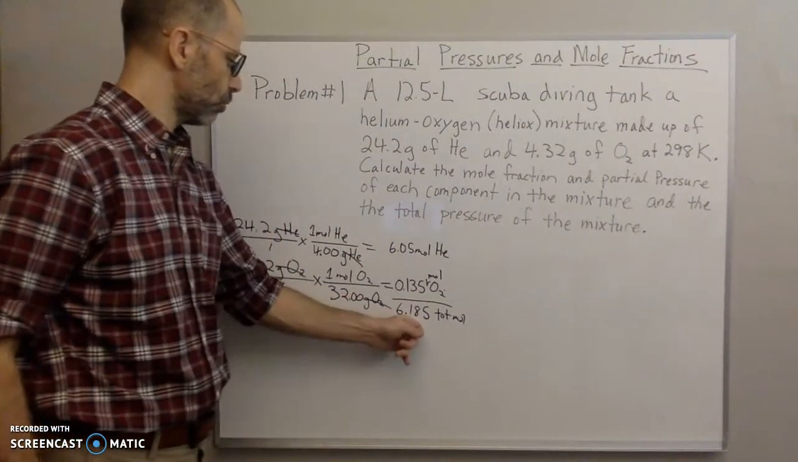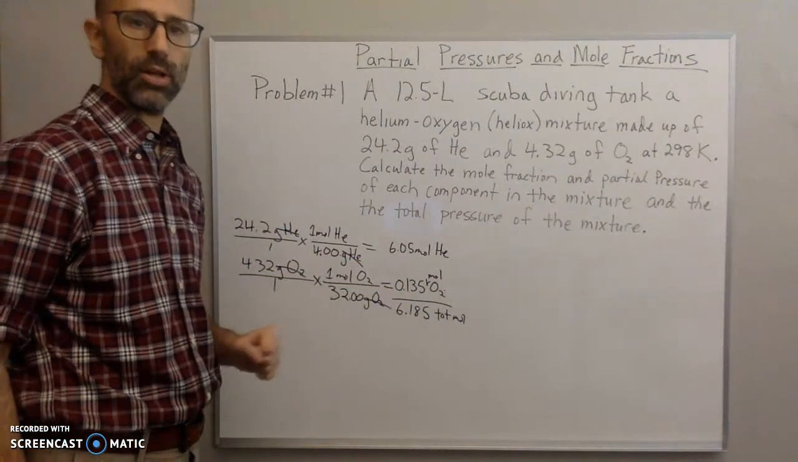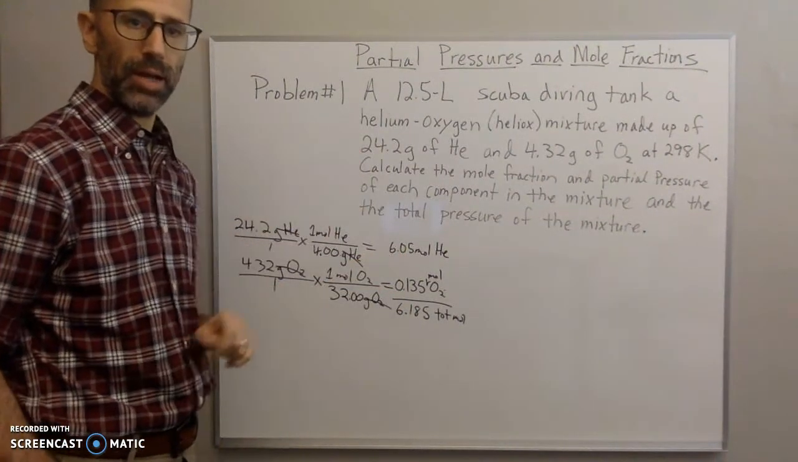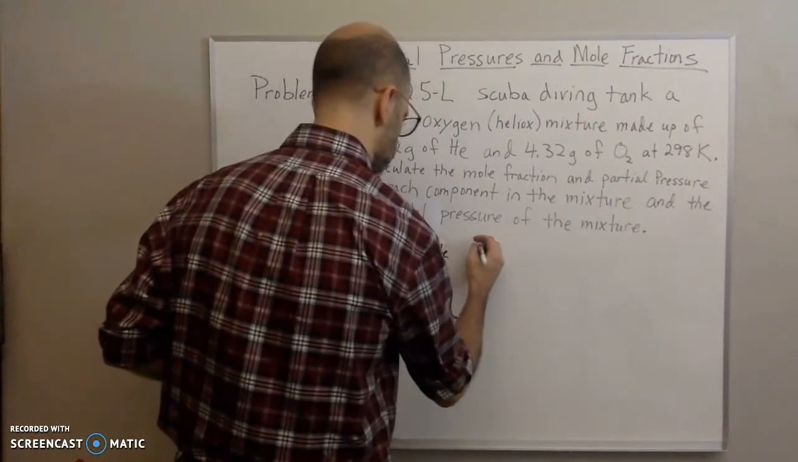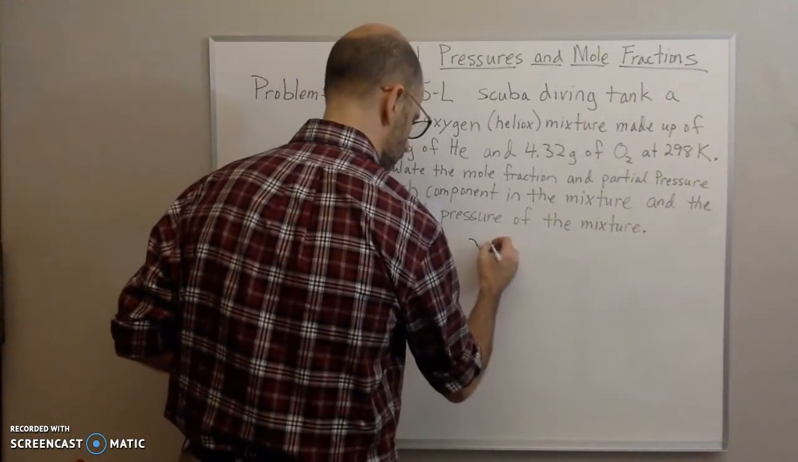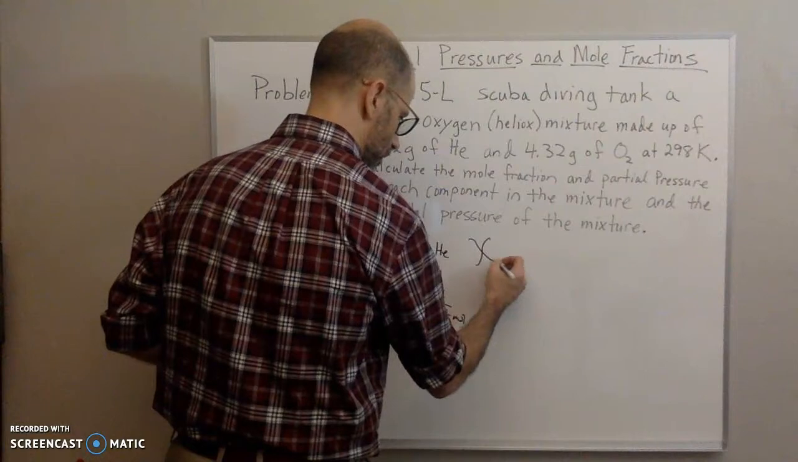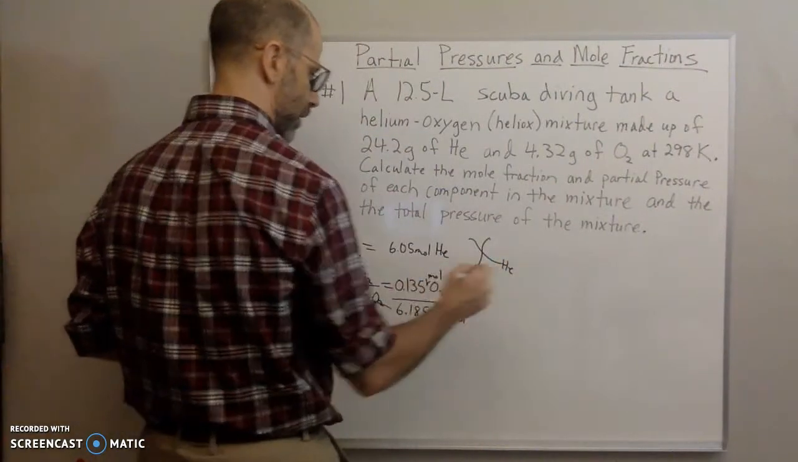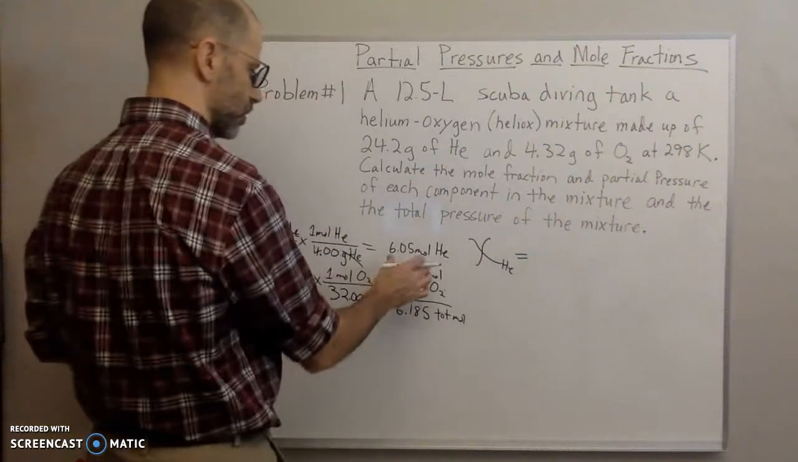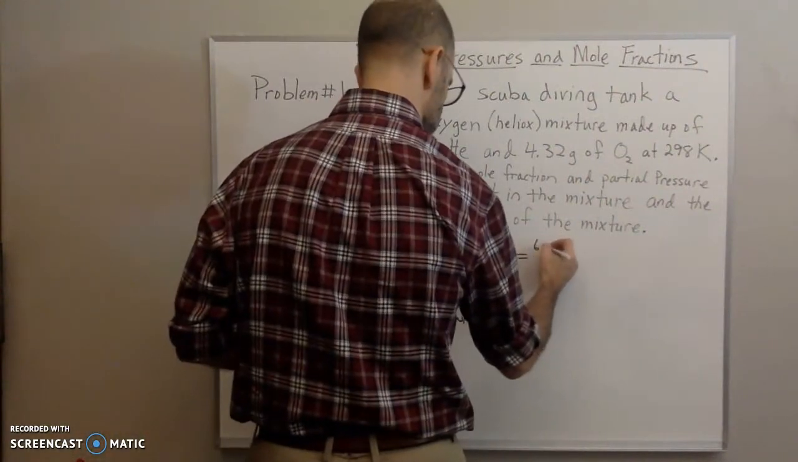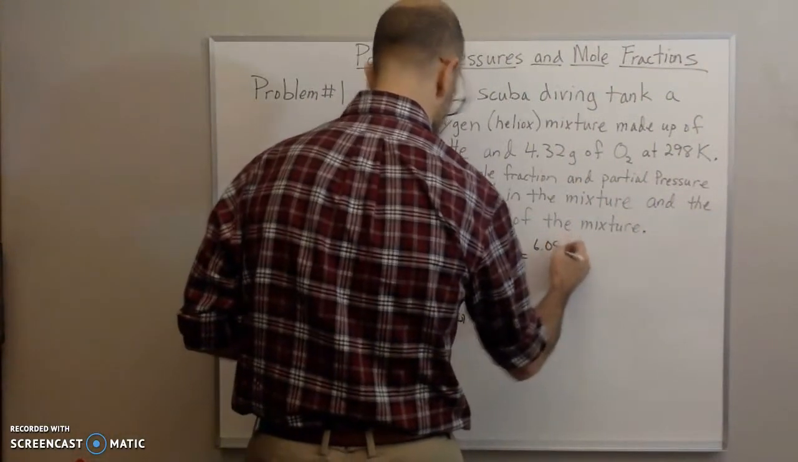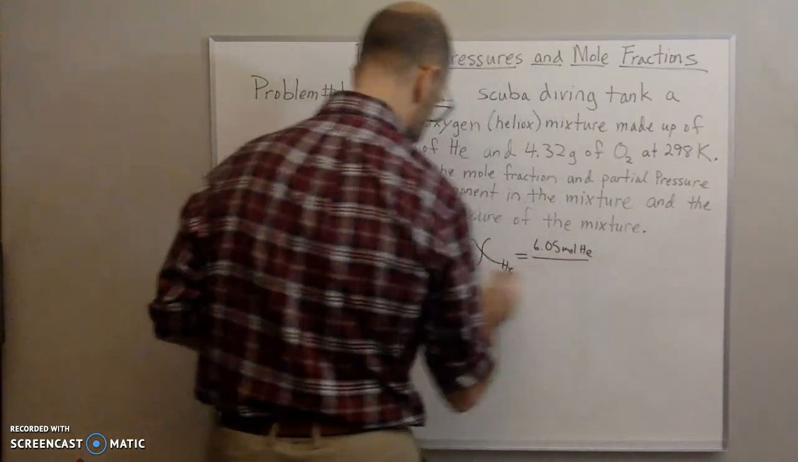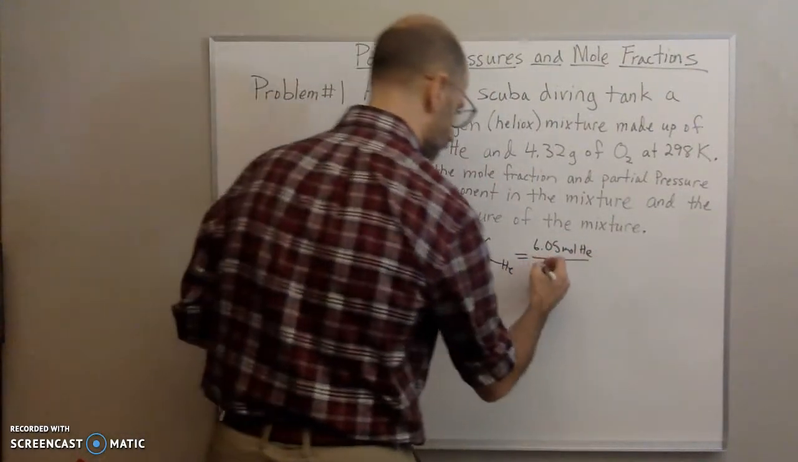All right, so now we have the total moles and the moles of each one. The mole fraction is just the moles of each component divided by the total. The mole fraction uses this symbol called chi, a Greek letter. So the mole fraction of helium is going to be the moles of helium divided by the total moles, which is 6.185.